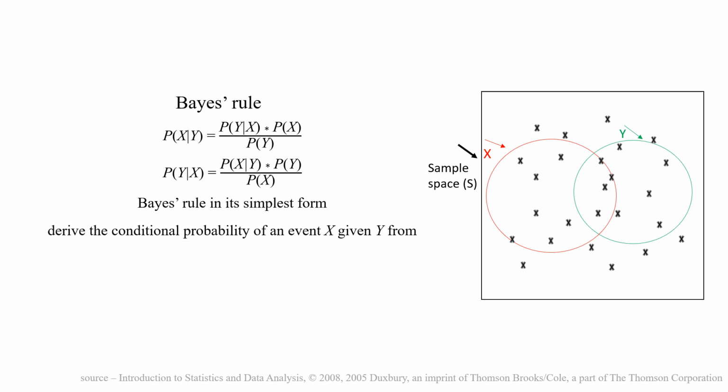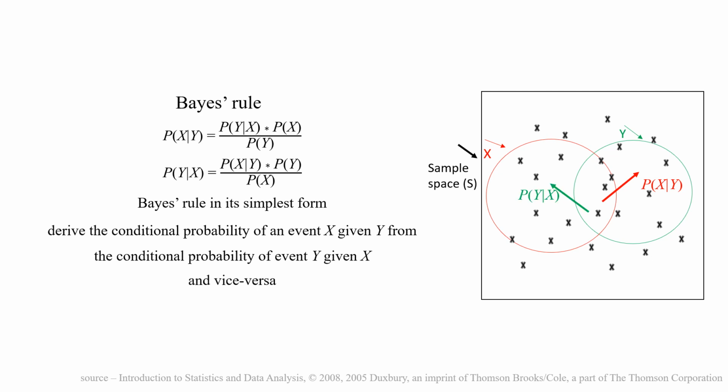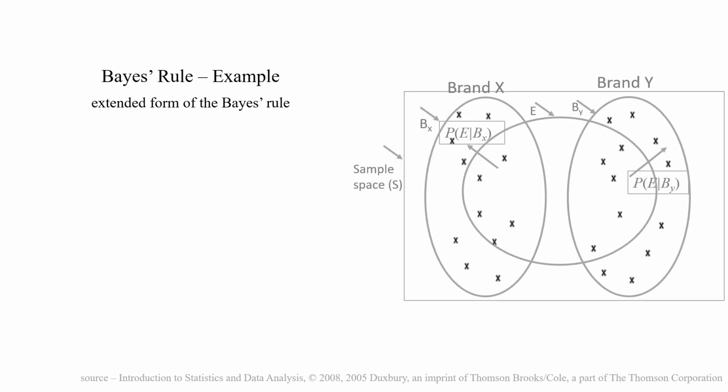That is, derive the conditional probability of event x given y from the conditional probability of event y given x, and vice versa. Note, the individual probabilities of x and y, probability of x and probability of y, are assumed known. Having said that this is the Bayes rule in its simplest form, it has an extended or a more complete form as well. In order to arrive at the extended form of the Bayes rule, let's get back to the example case and take a look at the following two conditional probabilities.